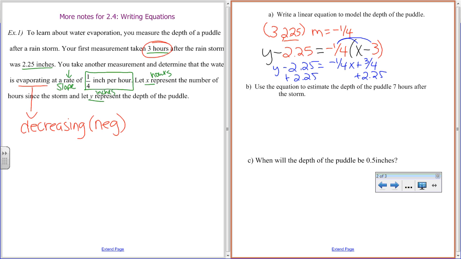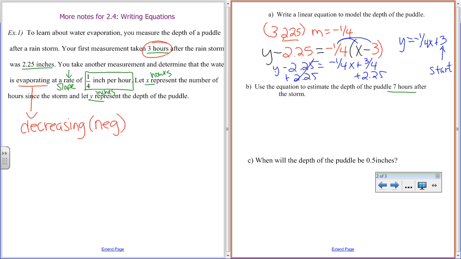And so what that gives me is y equals negative 1/4 x, so that's the rate at which I'm changing, and I'm adding those together. 3/4 plus 2 and 1/4 gives me plus 3, which tells me what I start at. It's kind of like when we're graphing, that's what b does. It tells us where we start. So now we're going to use the equation to estimate the depth of the puddle 7 hours after the storm. Still pretty important that you're reading these and then we go back to our problem.